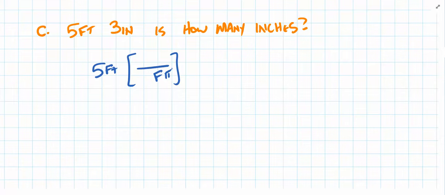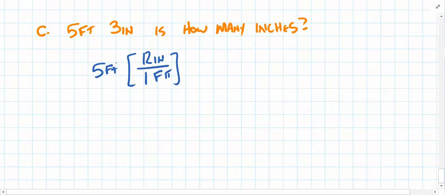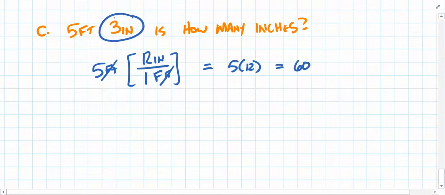That's my conversion factor. I'm noticing that feet cancel out. So this is just 5 times 12, which gives me how much? That's 60, but look, I also need to add in these 3 inches, right? So if I add in the other 3 inches that I have, I get a grand total of 63 inches. So 5 feet 3 inches in just inches is worth 63.